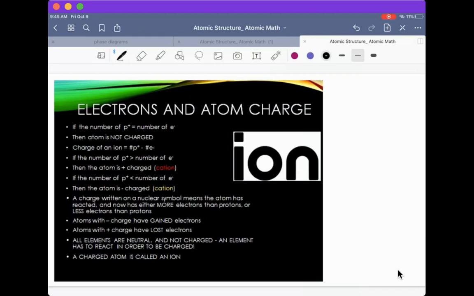So let's dive in a little bit more on the electrons and the overall charge of an atom. We already discussed that charge comes from comparing protons, which have a plus charge, to electrons, which have a negative charge. In the atom, those two subatomic particles cancel each other out in terms of overall charge. So if the number of protons is equal to the number of electrons, let's use sodium again.